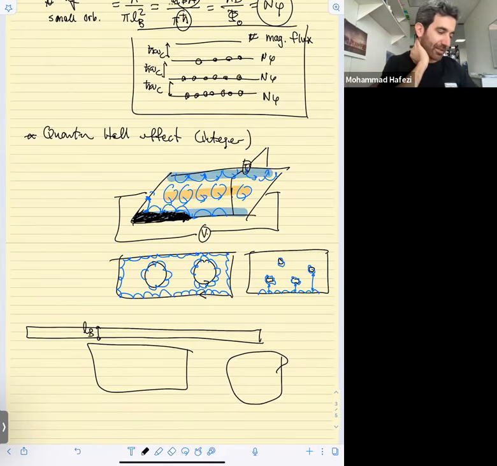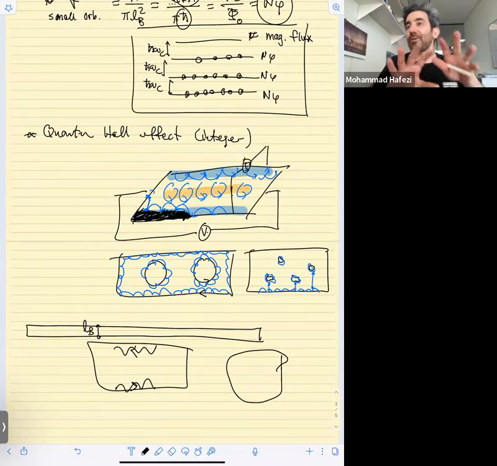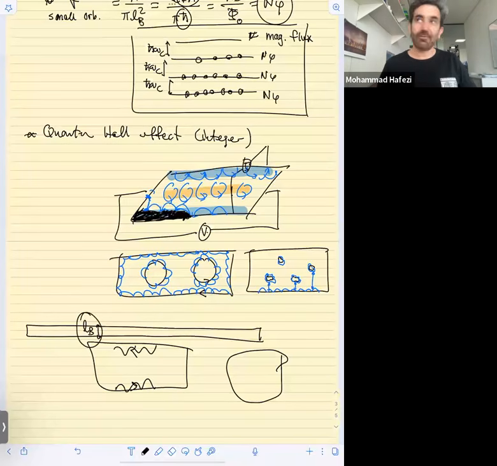So as long as the width of the system is larger than LB, then these edges don't talk to each other. So I'm fine and I can call it a two-dimensional system. So you see, already with this picture, you can explain a lot of things that are happening, like in terms of the system size, the shape, etc. So this LB is a very good intuitive parameter to keep in mind.